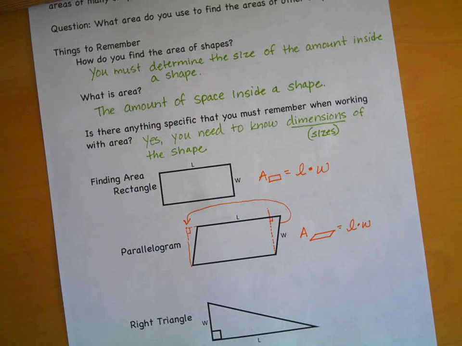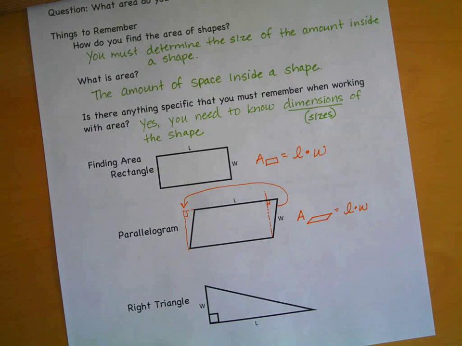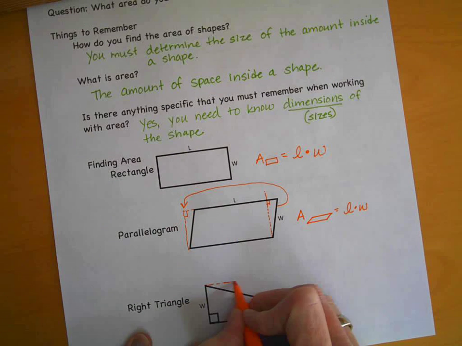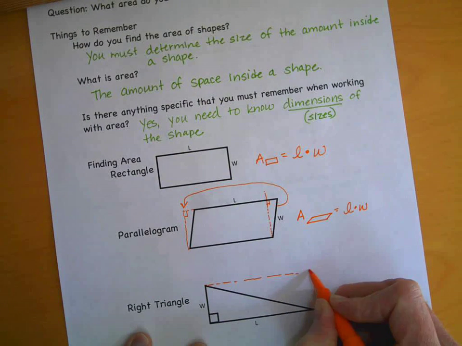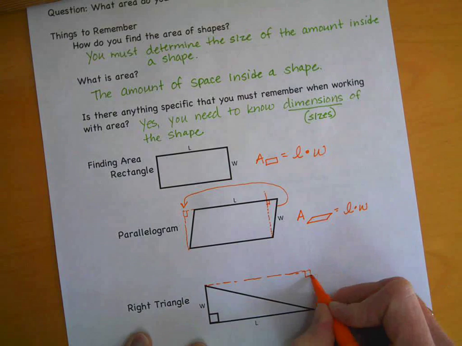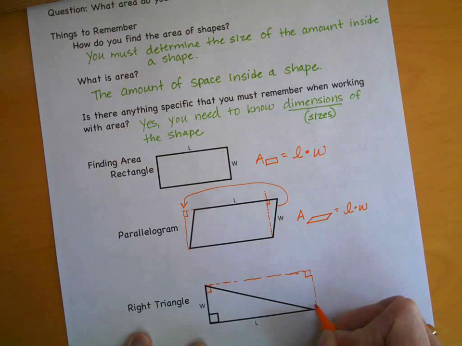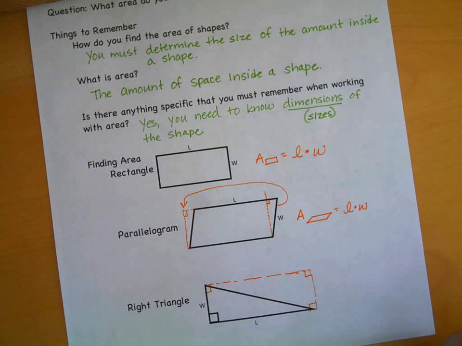Okay, so then the next one that I want to talk about is, how do you find the area of a right triangle? Well, the thing that's really cool about right triangles is right triangles are actually formed by taking a rectangle and cutting it diagonally from corner to corner. And if you cut a rectangle diagonally from corner to corner, then you come up with a right triangle.